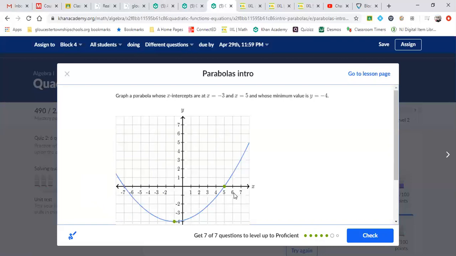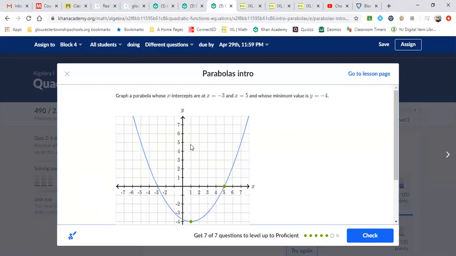Look, now my x-intercepts are 5 and -7. I gotta get to -3. So I'm going to keep on going to the right, and check that out. Now I have an x-intercept at 5 and an x-intercept at -3. I meet both my requirements there, and my minimum value is still -4. Very good. And take a look at this.